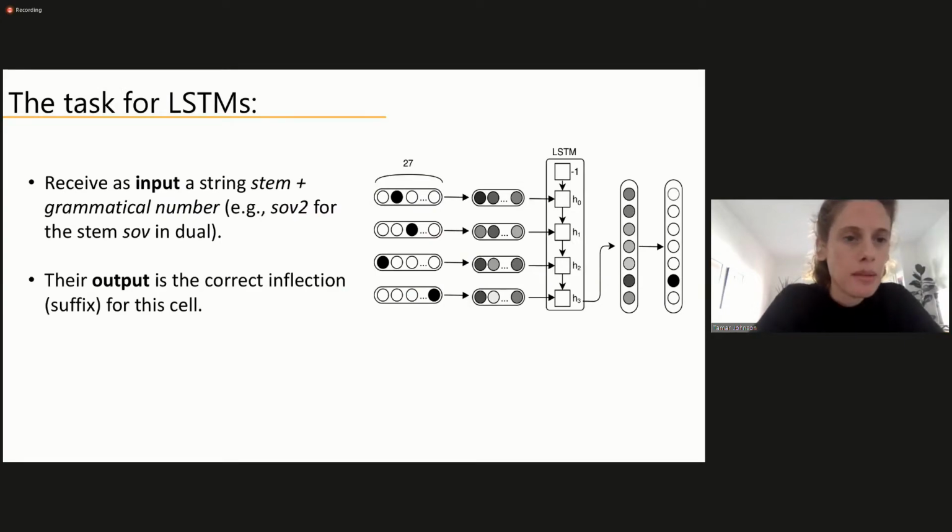And for the LSTMs, the models received as input a string of the stem and the grammatical number. So for example, SOV2 would be the stem SOV in dual. And then their task was to produce the output, the correct inflection or the correct suffix for this form.